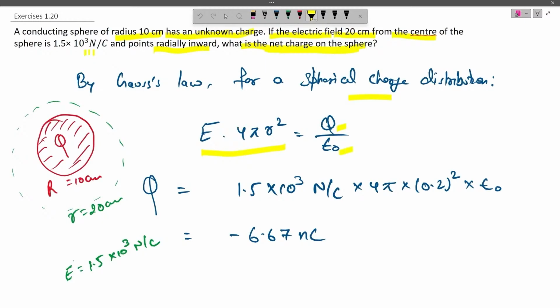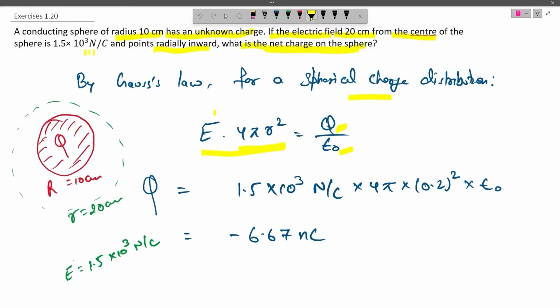Here electric flux is the electric field multiplied with the surface area of the surface enclosing this charge. Now for a sphere, the surface area would be 4 pi r square. So E times 4 pi r square would be equal to Q enclosed divided by epsilon naught. Q enclosed is the charge inside the Gaussian surface.